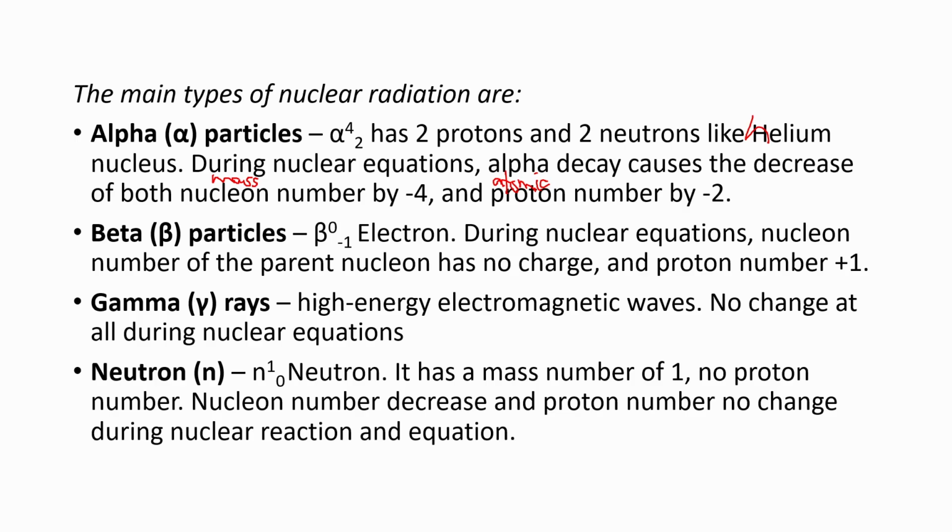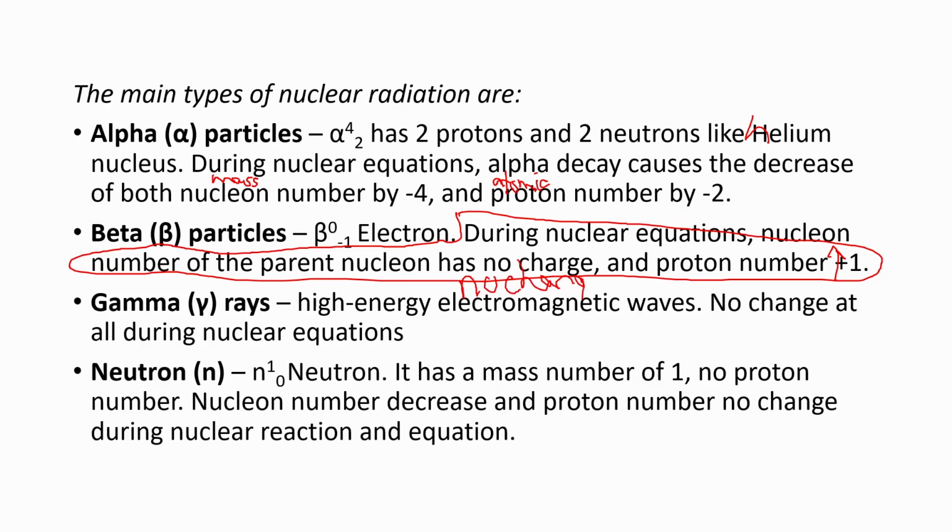During nuclear equations, the nucleon number of the parent nucleon has no charge. That doesn't make sense there, and the proton number +1. I think the problem is you've tried to explain quite a difficult concept here. Yes, you're right, the atomic number does increase by 1. There's no overall change in mass. That's the key thing to put here. There's no change in mass, but the proton number goes up by 1. And obviously then need to explain what beta radiation is and why that happens.